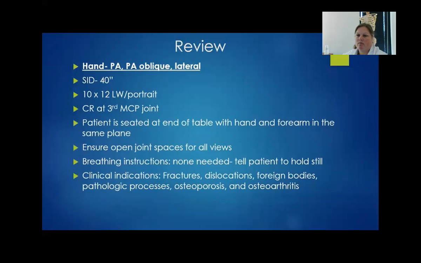Breathing instructions, there's none needed. Just have the patient hold still, don't move. Clinical indications: fractures, dislocations, foreign bodies, pathological processes such as osteoporosis and osteomyelitis. Okay, we're going to look at our video. Full body shield and thyroid shields needed.